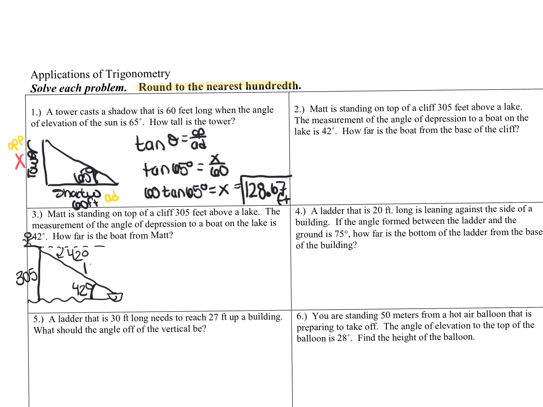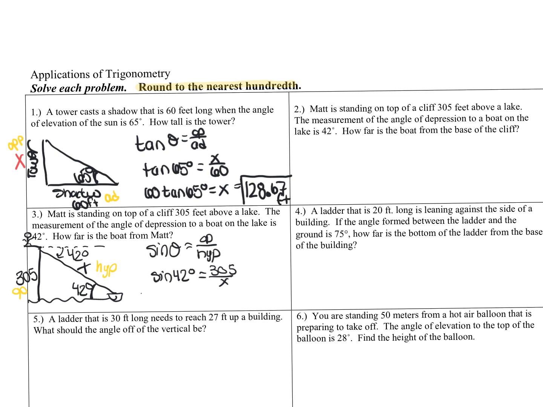So we're looking for this thing right here. With reference to my 42 degrees, this is the opposite and this is the hypotenuse. So not tan. If I have opposite and hypotenuse, it's going to be sine. So sine of theta equals the opposite over the hypotenuse. Sine of 42 degrees equals my opposite, which is 305, over my x, or my hypotenuse.